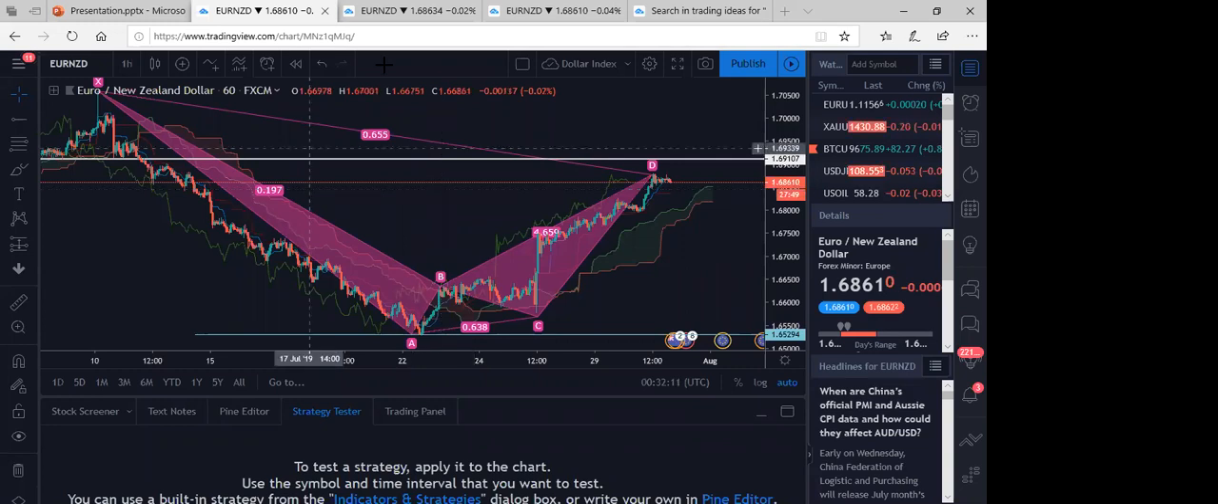But what I see for next week, this is what I see for next week. I see Euro NZD as a pretty strong sell, possibly going to the B, possibly going right here, possibly going to this support right here. That's possibly where it could go. All right.